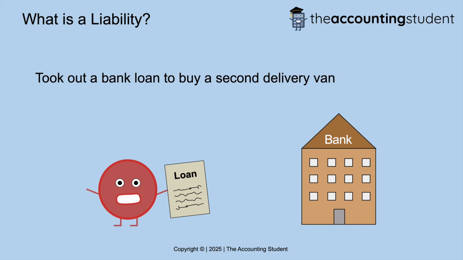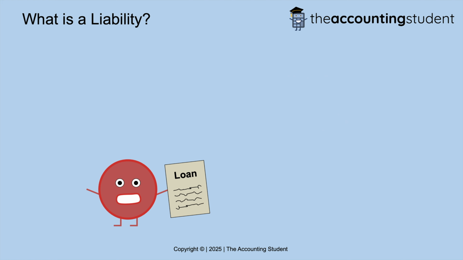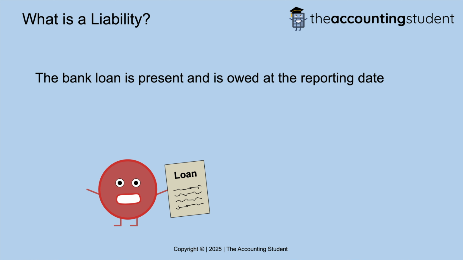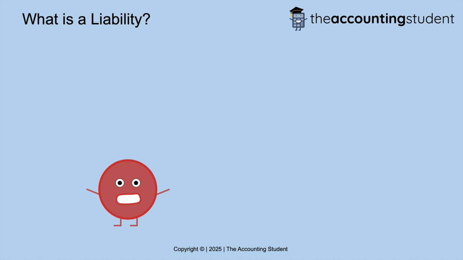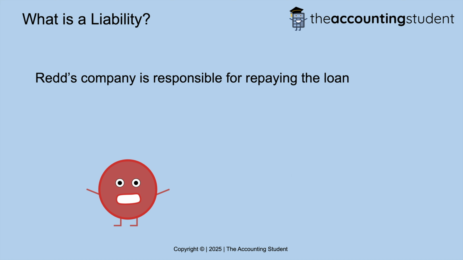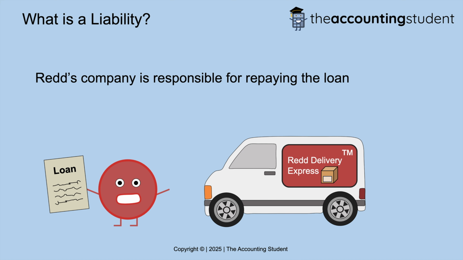The bank loan is a liability because, firstly, it is a present obligation, as the company owes money to the bank and is still outstanding at the reporting date of the financial statements. Secondly, it is owed by Red's company, who is ultimately responsible for repaying the loan back to the bank.